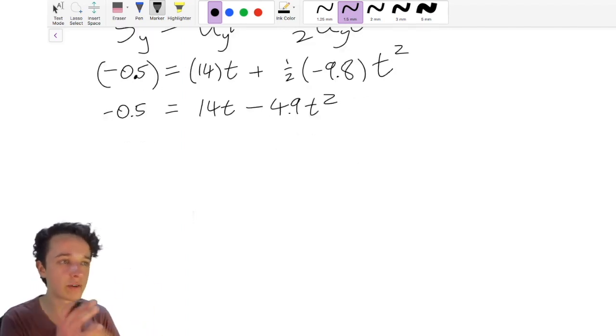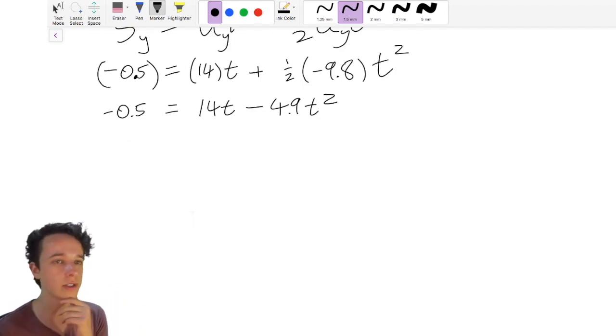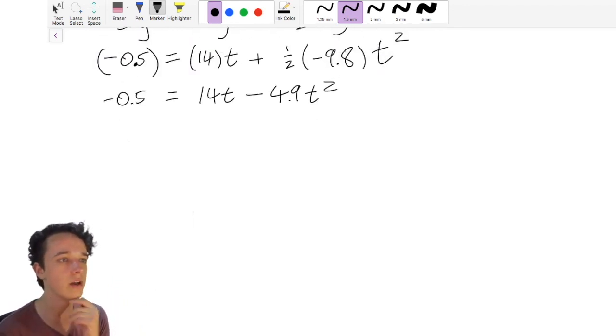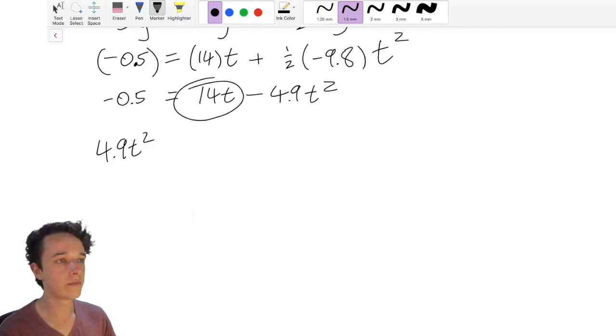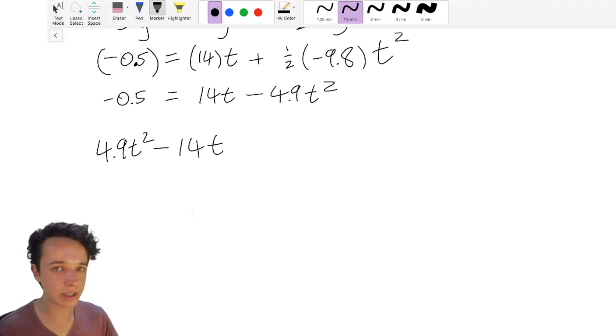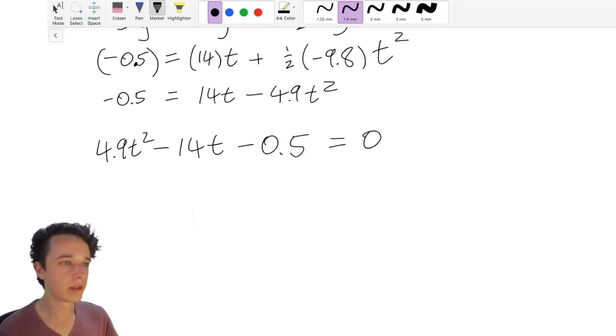And then I'm going to reshuffle this equation around a little bit just so it looks a bit neater. So I'm going to take this 4.9 t squared to the other side. That's just plussing 4.9 t squared to both sides of the equation. I'm going to take the 14t to the other side so that it's negative 14t. That's just minusing 14t from both sides of the equation. And then we're just left with this negative 0.5 equals 0.